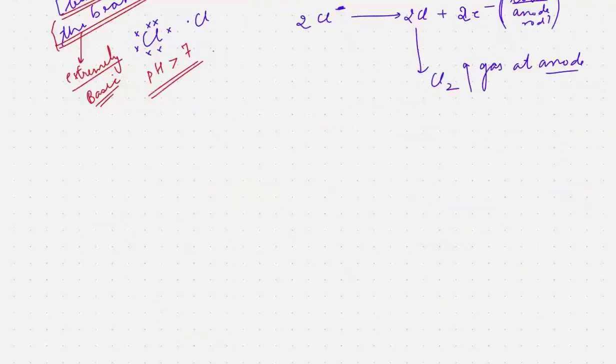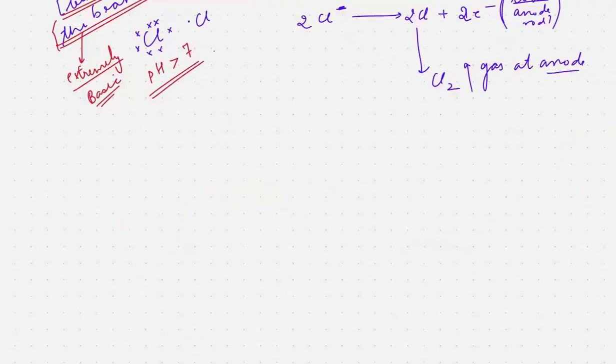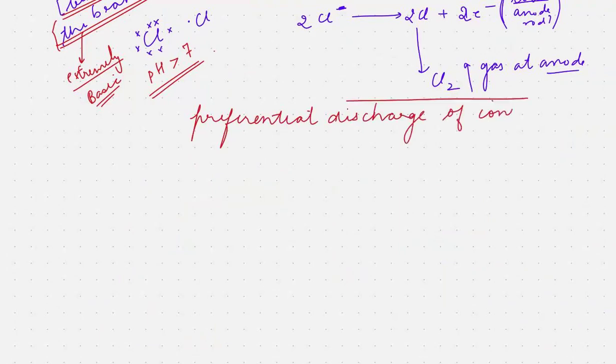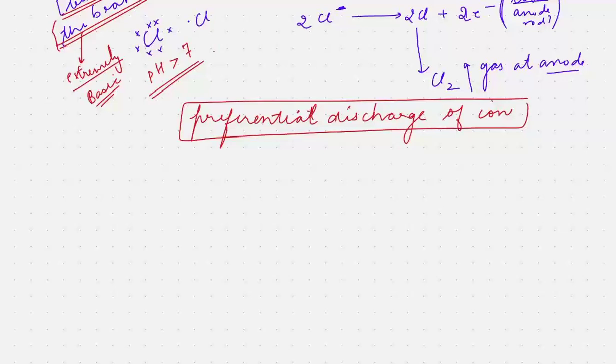So they'll give you this kind of question. You have to predict the, this is called preferential discharge of ions. Preferential discharge of ions means that one of the ions will be discharged. Am I right or not? That one of the ions will be discharged out of the two, either the cation or the anion. Are we understanding? Any doubts in this?